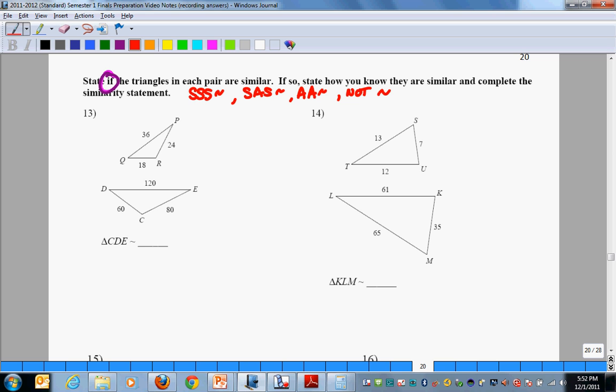So we're going to check all 3 sides here. So I'm going to label small, medium, and long. Here's small, medium, long, small, medium, long. So I'm going to match up my smalls. My smalls are 18 to 60. My medium, 24 to 80. And my large is going to be 36 to 120.